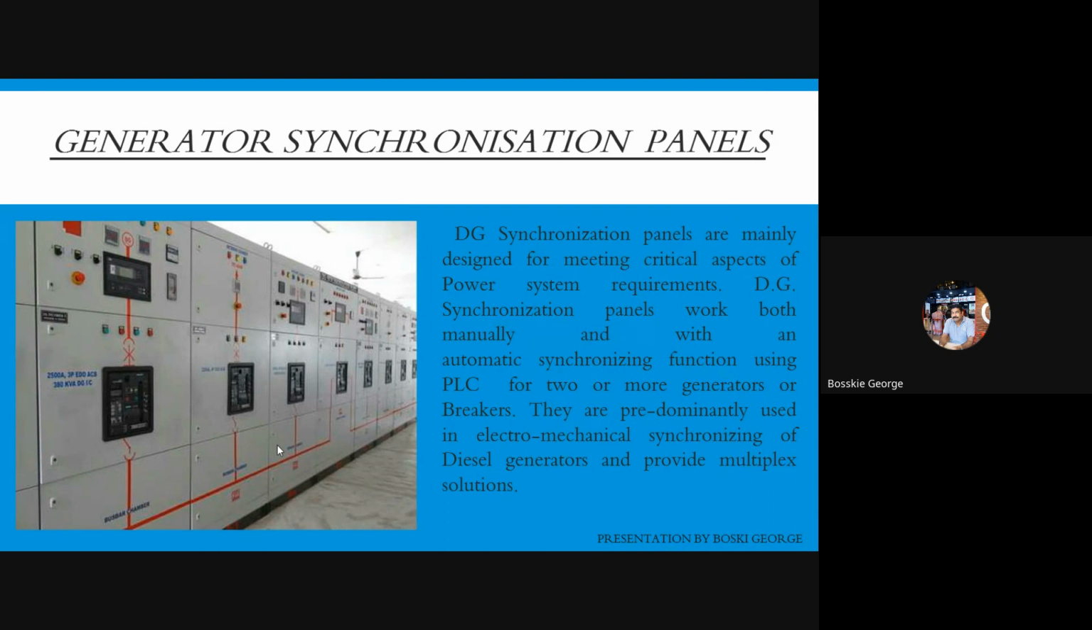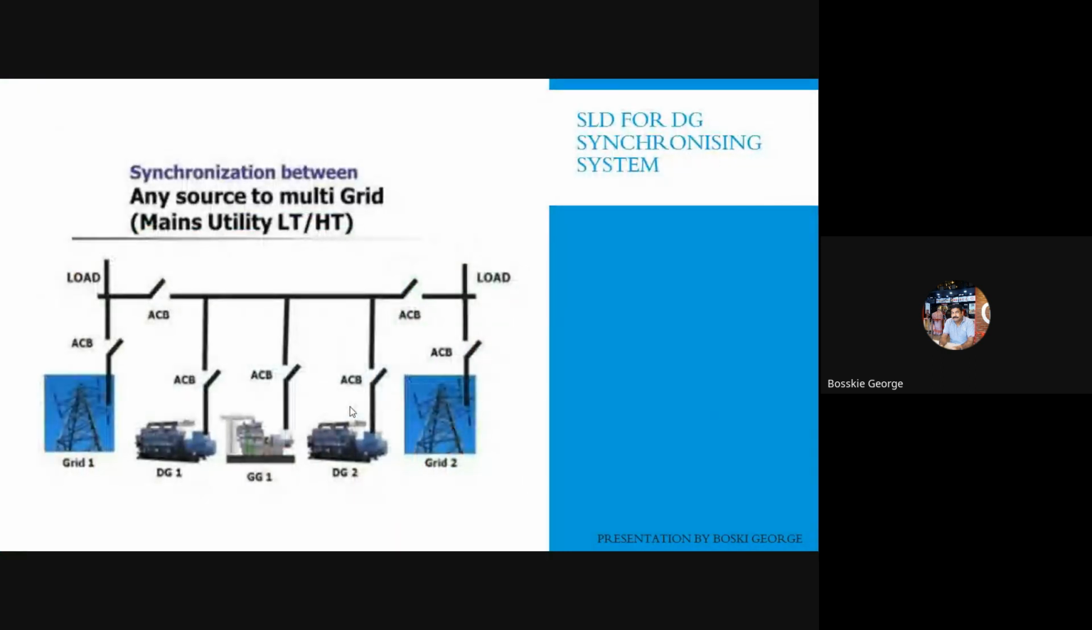What are the basic criteria for synchronizing DGs? Voltage should be the same, voltage phase angle should be the same, and all these things we will discuss, and how we will switch on the DG after synchronization. This is the basic SLD of the synchroscope synchronization panel, DG1, DG2, and DG3, and grid also. Grid can also be clubbed into this synchroscope. From there, we can tap the load.